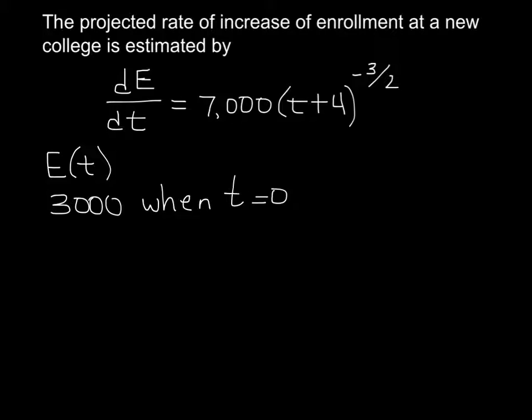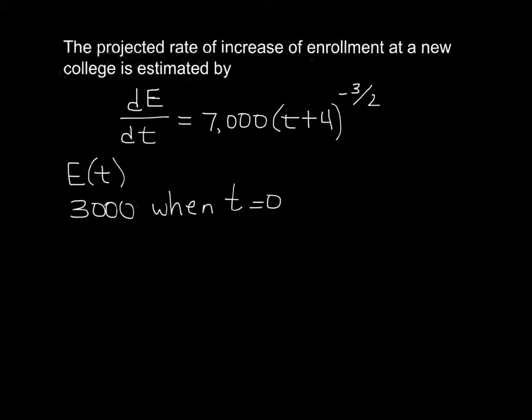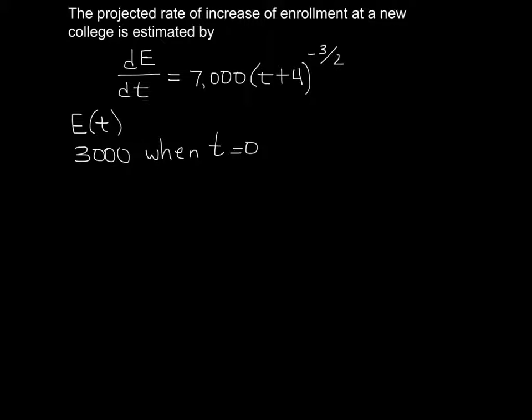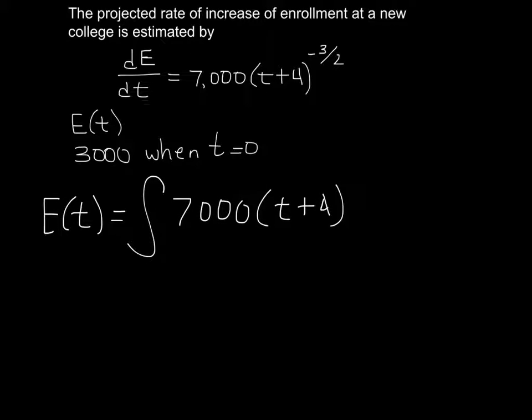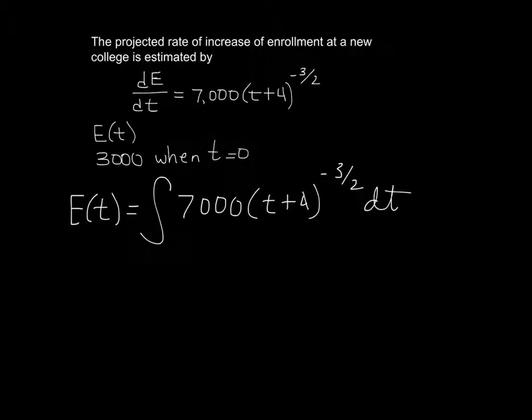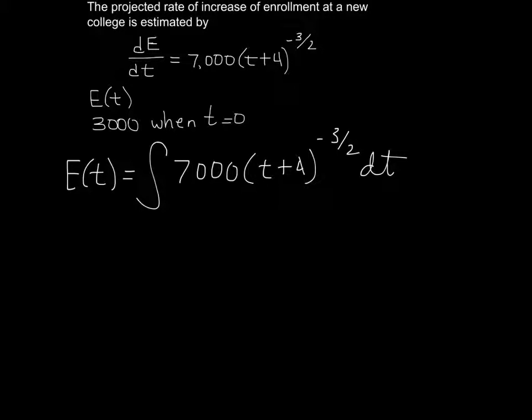So the first thing we have to do is find the antiderivative to find our original function. So E of t is found by finding this antiderivative, 7,000 times (t plus 4) to the minus 3 halves dt. And certainly I can see that this is going to end up needing substitution. So this is going to equal, I'm going to pull the 7,000 out front. What I'm going to do here is let u equal t plus 4.